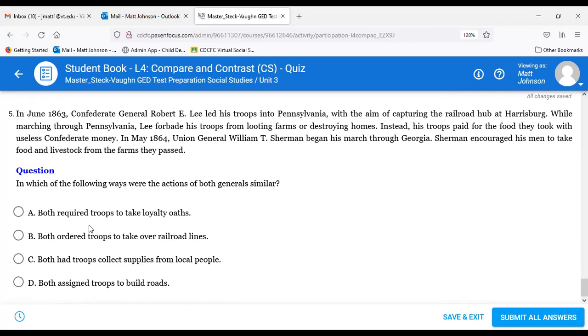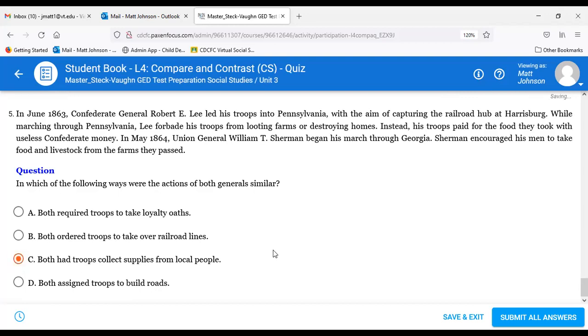But Grace, you want to go ahead and read the question for us? Okay. In which of the following ways were the actions of both generals similar? A. Both required troops to take loyalty oaths. B. Both ordered troops to take over railroad lines. C. Both had troops collect supplies from local people. And D. Both assigned troops to build roads. C. Yep, C, right? They both had troops collect supplies from local people.